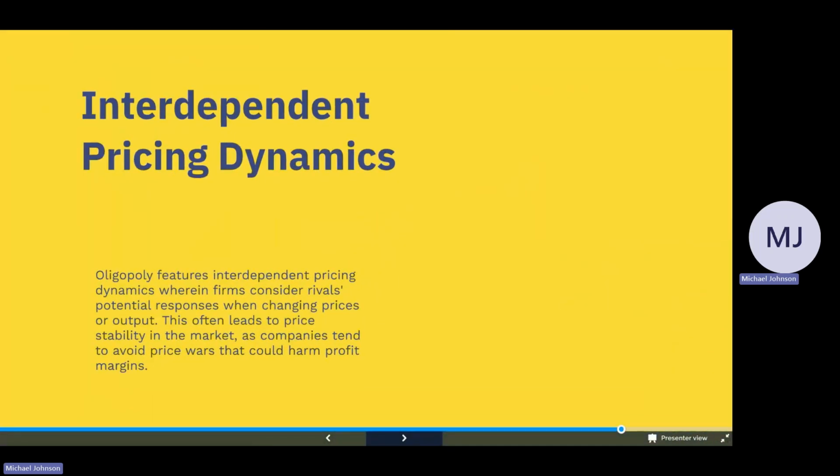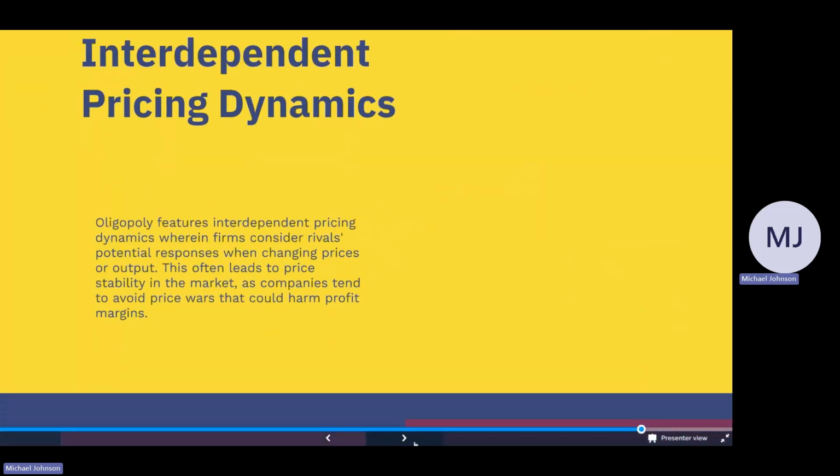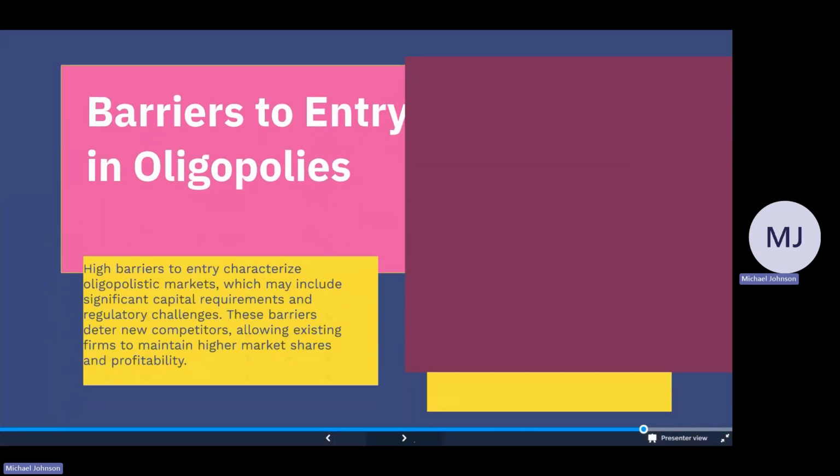Interdependent pricing dynamics. Oligopoly features interdependent pricing dynamics, wherein firms consider rivals' potential responses when changing prices or output. This often leads to price stability in the market, as companies tend to avoid price wars that could harm profit margins.